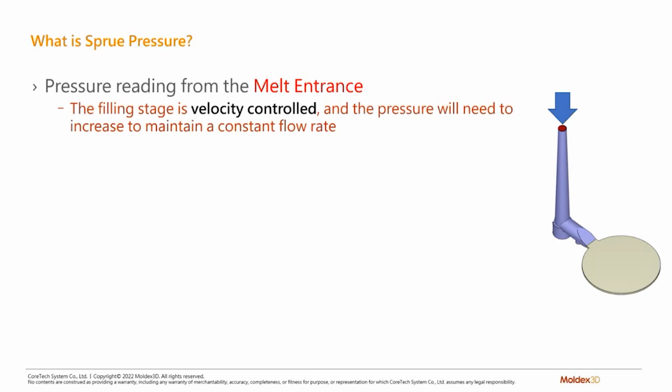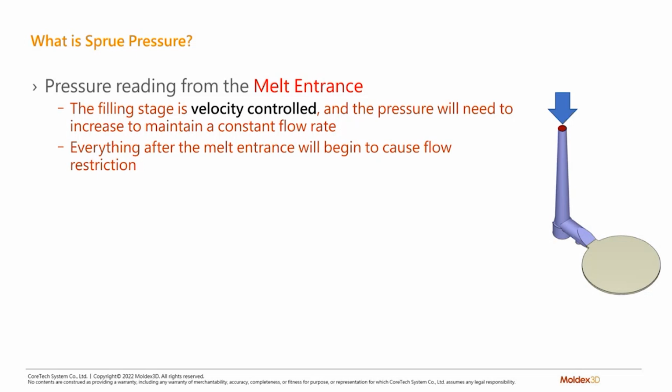And then the filling stage is velocity controlled, and the pressure will need to increase to maintain a constant flow rate. So any resistance, what we are doing here is velocity is controlled. There might be resistance, and to overcome that resistance, the pressure might go up during the filling process.